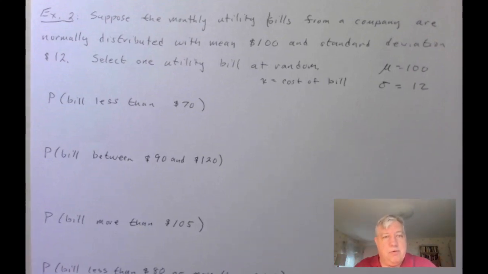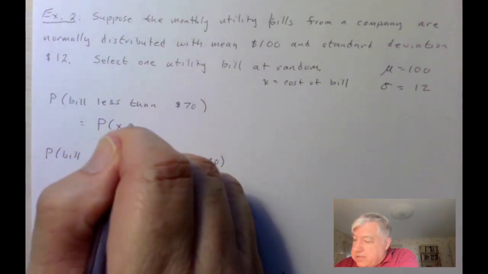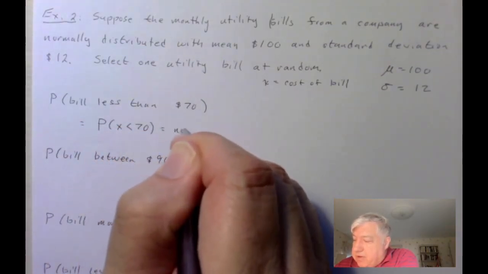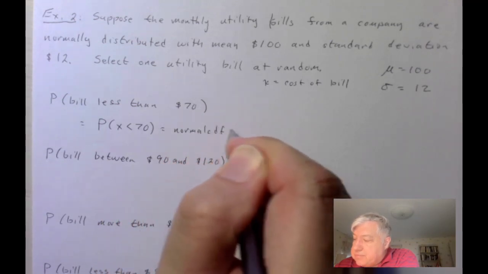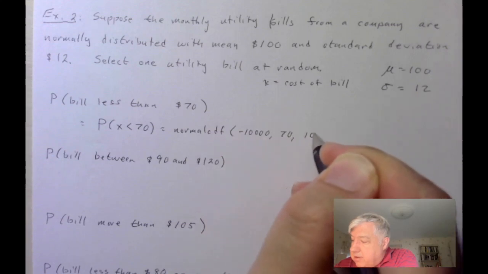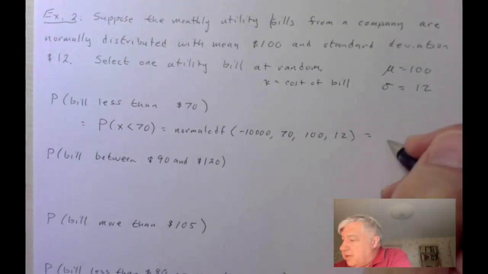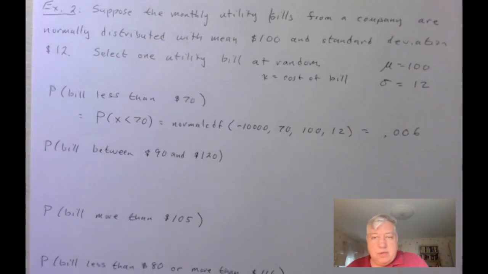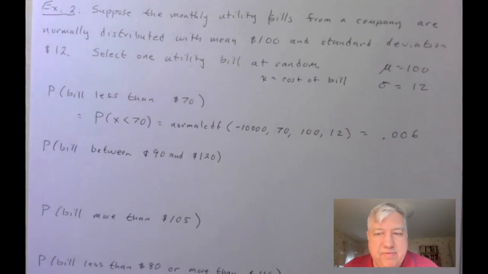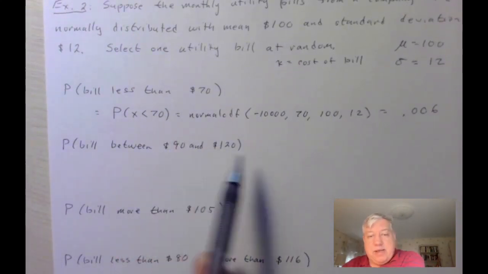Okay. So if we want to find the probability that this bill is less than $70, this is the probability that X is less than 70, and that would be normal CDF of negative 10,000, 70, 100, 12, which on your calculator turns out to be 0.006. And this would be unusual. It would be very unusual if we found that, because we can see that it's more than 2 standard deviations away from the mean.